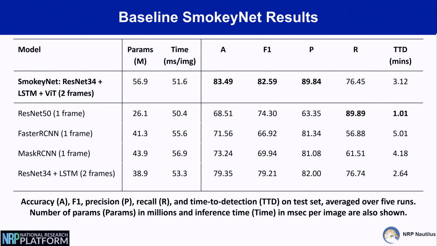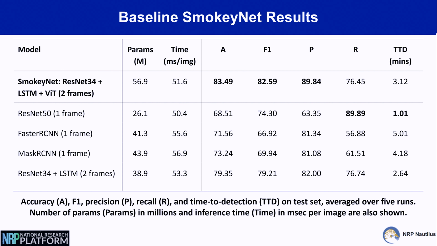So for early wildfire smoke detection, good detection as well as quick time to detection are important. So that's why we report on accuracy, F1, precision, and recall, and also TTD, which is time to detect. That is the time that it takes SmokeyNet to find the smoke. So of course we want that to be as quick as possible, right? This is the amount of time that it takes to detect after the start of the fire, after ignition.